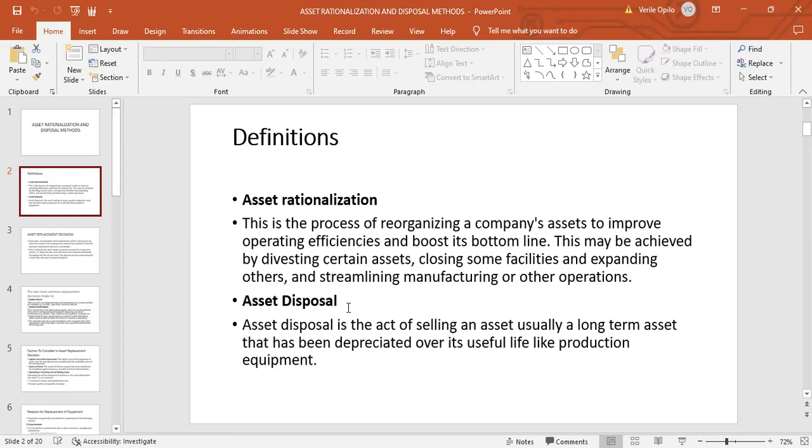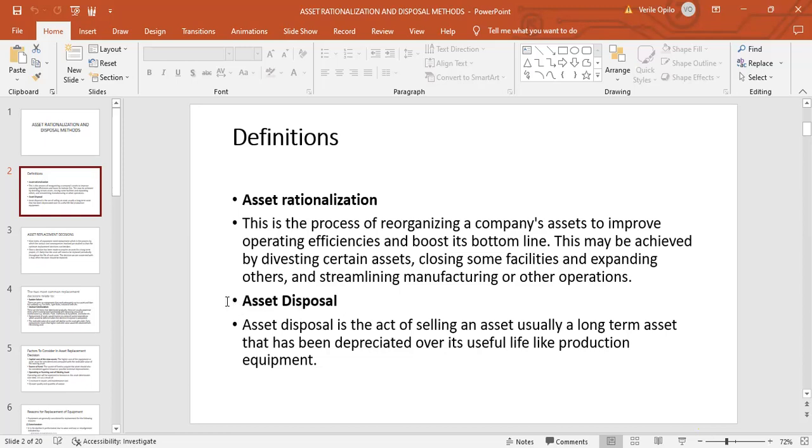Asset rationalization may be achieved by divesting certain assets. Divesting means letting go of some assets that you had invested in, so divesting is the opposite of investing. You might close down some facilities, or you might expand others that are doing well and that you feel have a lot of potential, and also streamline the activities of the business in the factory, or what you call your manufacturing process. So that is what we classify as asset rationalization.